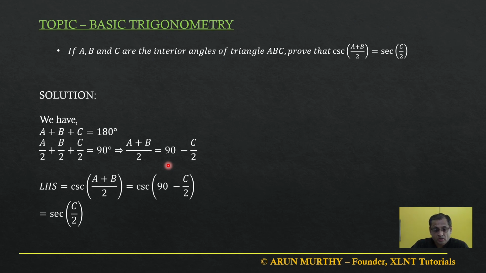So therefore, let us now look at the left hand side. LHS becomes cosecant of (A plus B) by 2, which becomes cosecant of (90 minus C by 2). But we know that from our understanding of trigonometric ratios of complementary angles, cosecant of (90 minus x) is secant x. So therefore, this becomes secant of C over 2, which is the required proof.